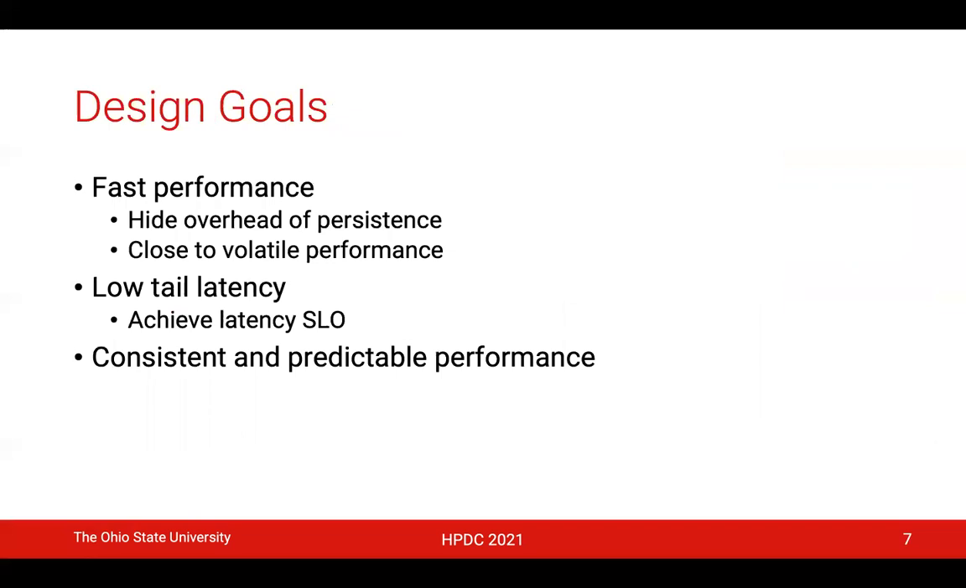So our goals in this paper were to provide a system that's fast, so it hides the overhead of persistence of persistent memory and provides close to volatile performance. Secondly, we want to have low tail latency so that we can achieve latency and throughput service level objectives, which are particularly useful for a cloud environment. So overall, our goal is to have consistent and predictable performance.